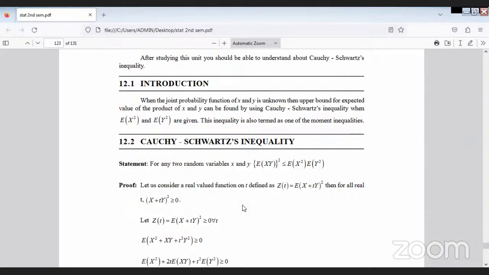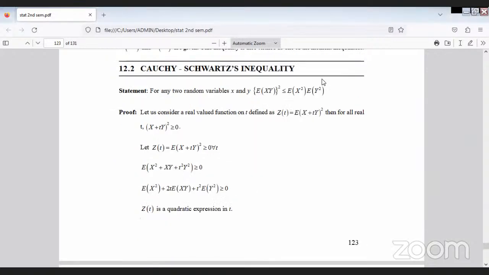Let us consider Z of t is equal to E of (X plus tY) whole square, for all real t. (X plus tY) whole square is greater than or equal to 0 here. Why are we writing t here? I am taking Z of t with the condition that it holds for every t. Are you clear?